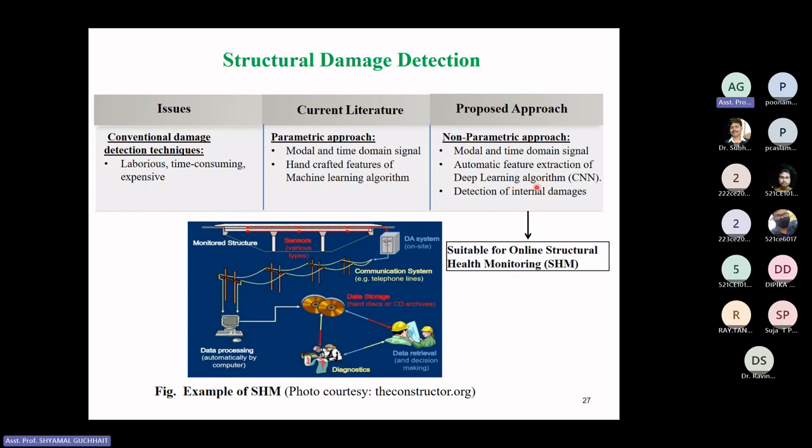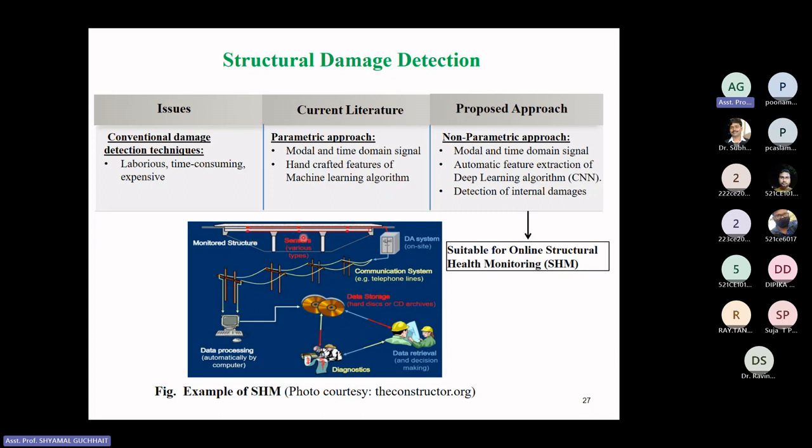Okay, and with this deep learning algorithm, we can detect the internal damages. So that's why you can say that it is very much suitable for online structural health monitoring. In this figure, you can see an example of online structural health monitoring. You can see here a bridge is there, and in this bridge, some sensors are there.